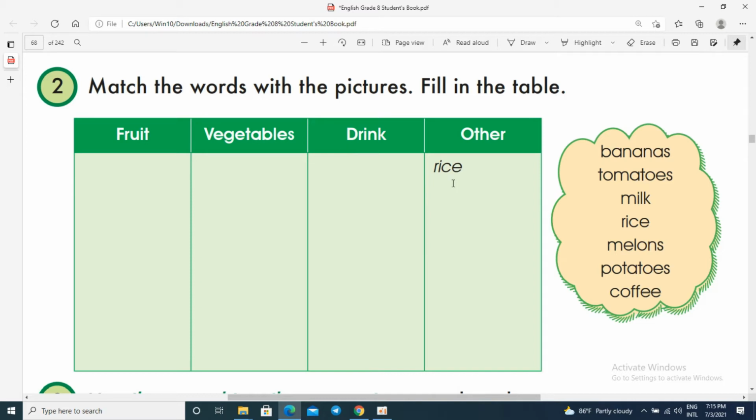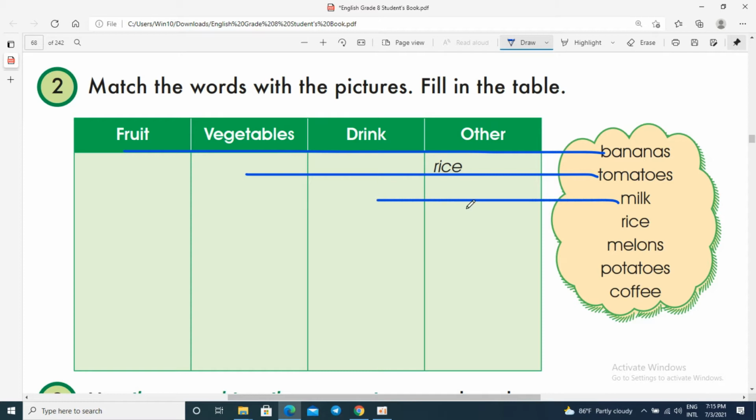Okay, I like your bananas. Sure, bananas. Fruit, right? And what about this? Tomatoes. Vegetables, okay, yeah. And what about milk? Milk, yeah. Drink, yeah. And what about rice? Rice here is other.